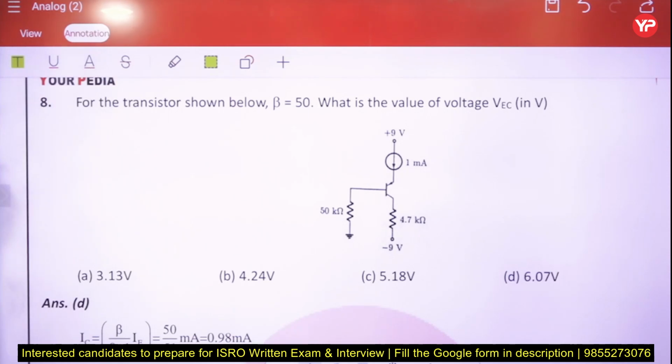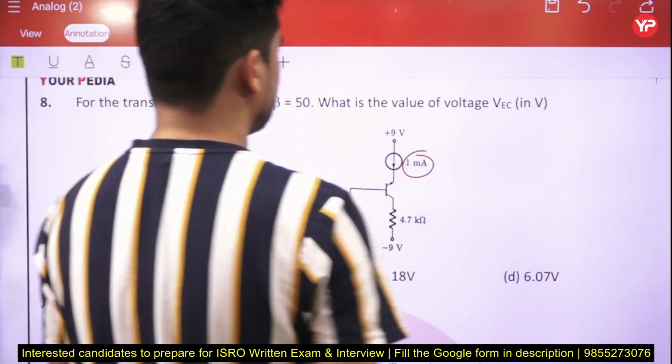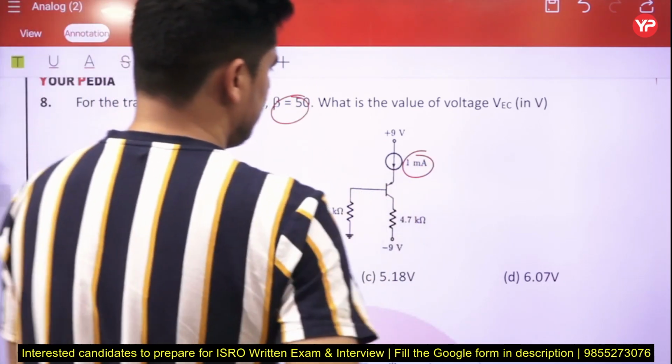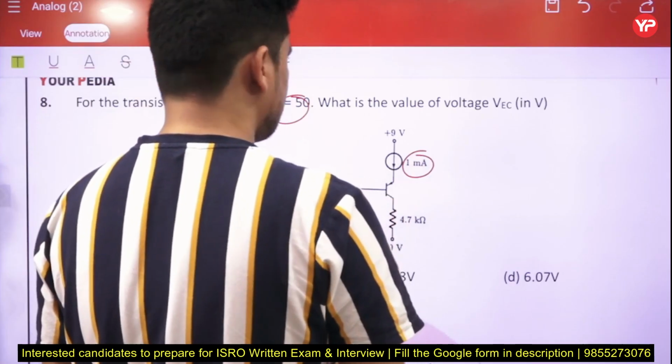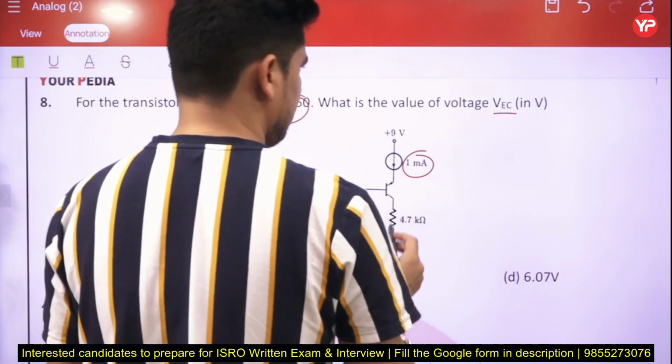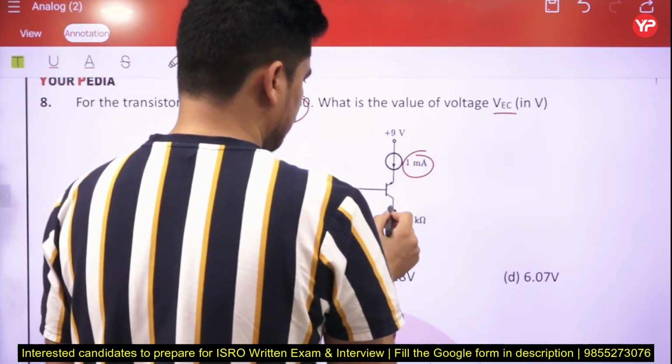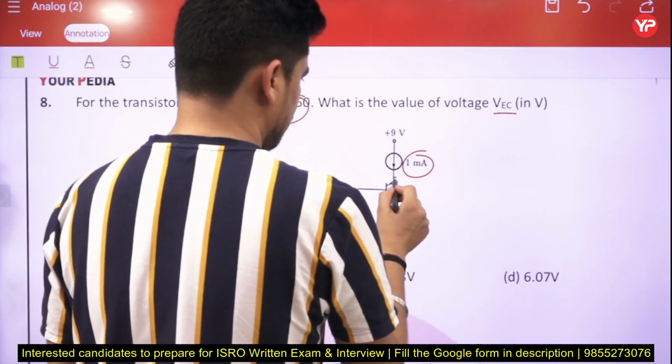Again VC, because we are not practicing on this PNP transistor, we mostly do the questions on NPN transistor. So today I bring some questions which are from PNP transistor, right? Okay. In this case, what is given? IE is given to you, beta is given to you. You can calculate the IB. We have to calculate VEC, emitter to collector voltage, this voltage.